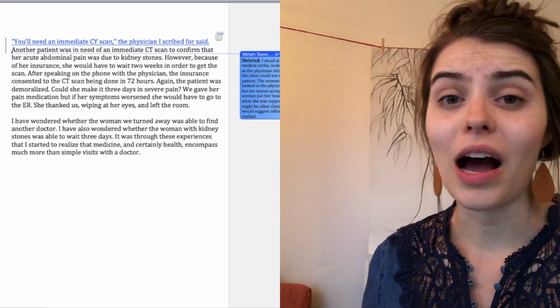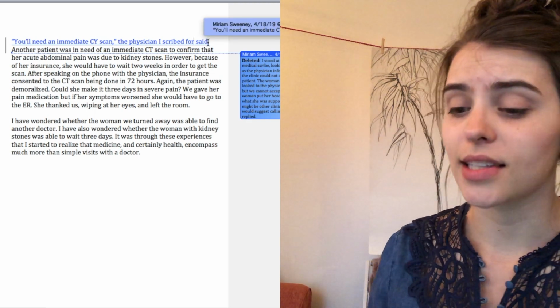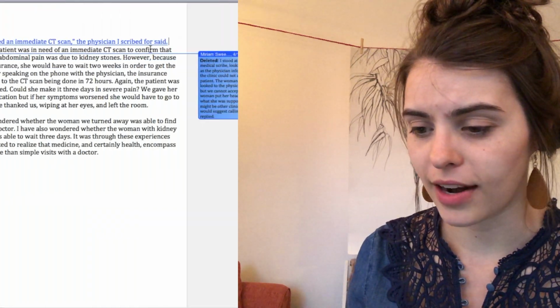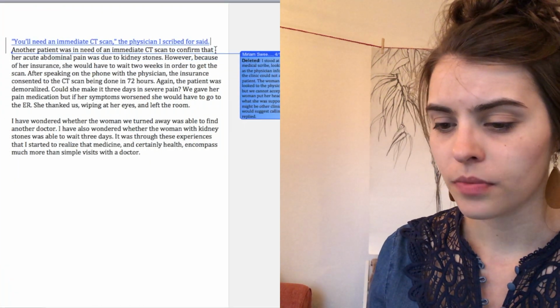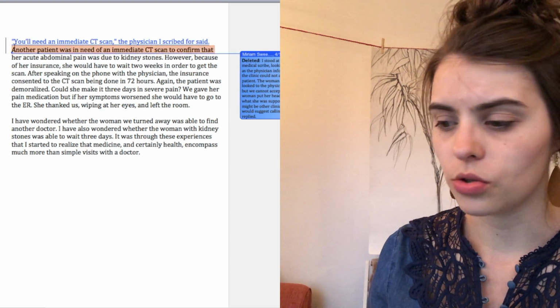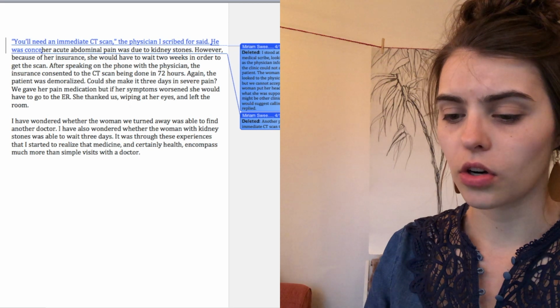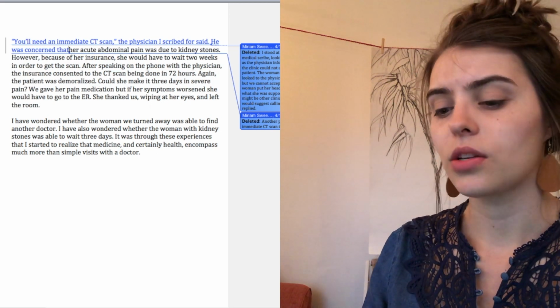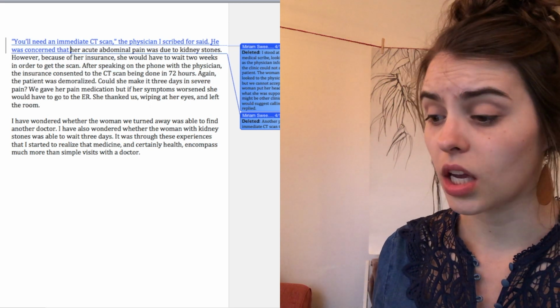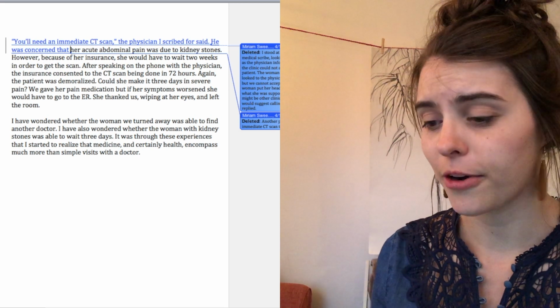Next up, we want to learn why this person needs an immediate CT scan. And that should be CT scan. Let's say we have the information in the next sentence. Acute abdominal pain due to kidney stones. Let's say he was concerned that her acute abdominal pain was due to kidney stones. Great, we have our sentence there.